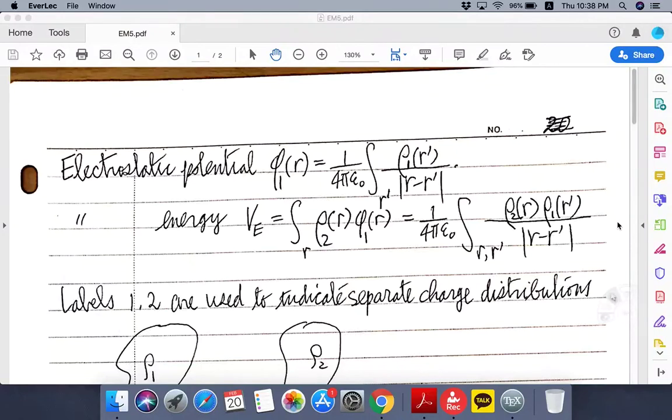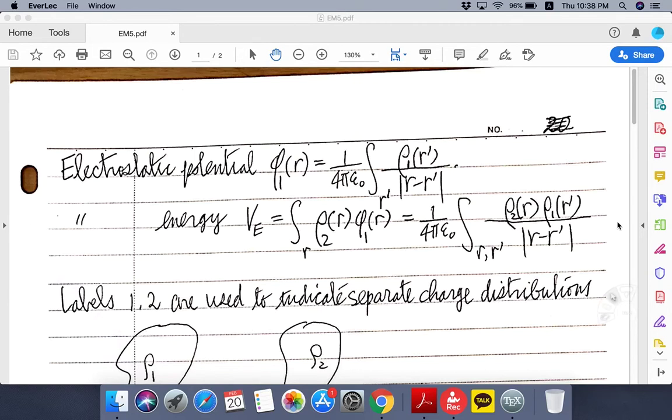Hi, so this is a very short lecture covering the last portion of chapter 3 of our textbook. So this will be a pretty brief lecture compared to the previous couple of lectures. So here I want to cover the various issues pertaining to electrostatic potential and the electrostatic energy.